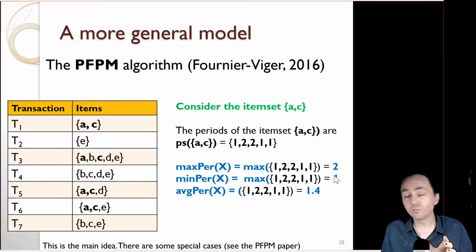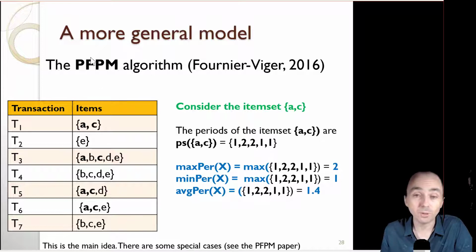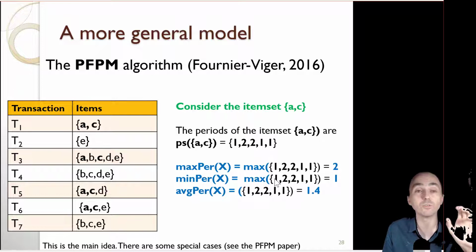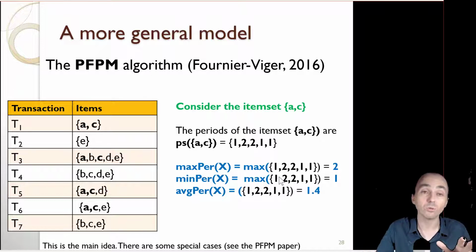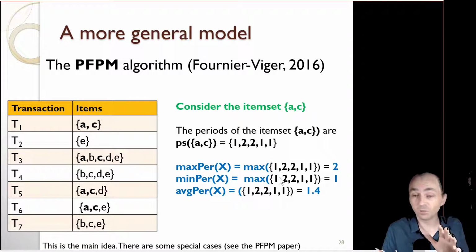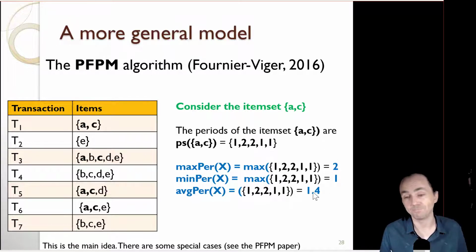So here I have to say, there is also a special case I did not explain. In the paper about PFPM, when we calculate the minimum, we remove the first and the last. This is because sometimes the last or the first can have a 0, and we don't want this, so we decide to remove the first and the last. But this is just some details.